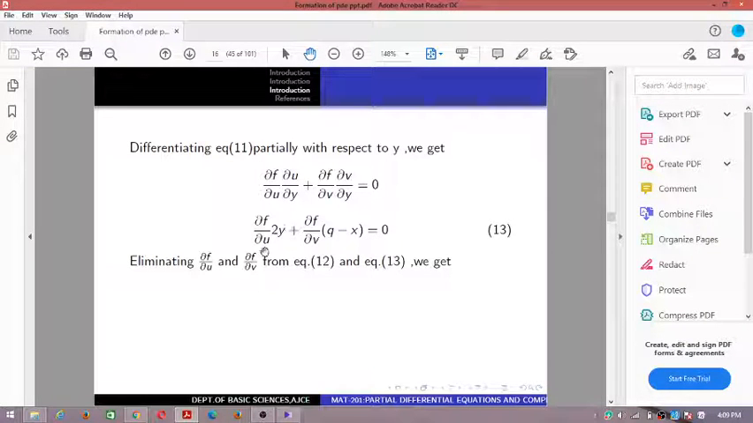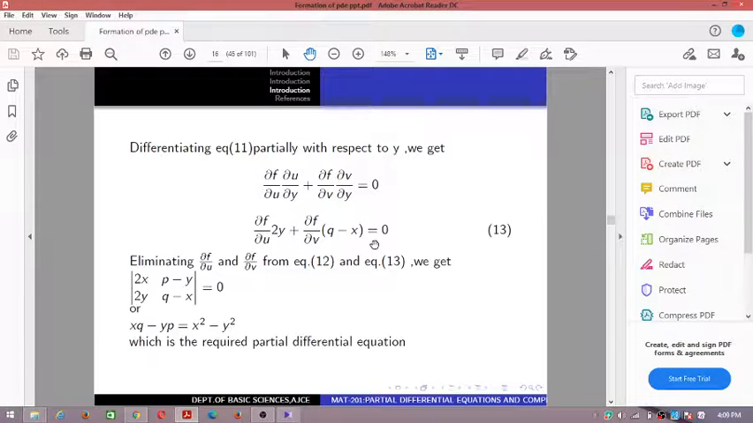Now eliminating dou f by dou u and dou f by dou v from equations 12 and 13, for that we take the determinant of the coefficients is equal to 0. That is, the determinant of 2x, p minus y, 2y, q minus x is equal to 0. So that 2x into (q minus x) minus 2y into (p minus y) is equal to 0. On simplification we get x minus yp is equal to x square minus y square, which is the required partial differential equation.